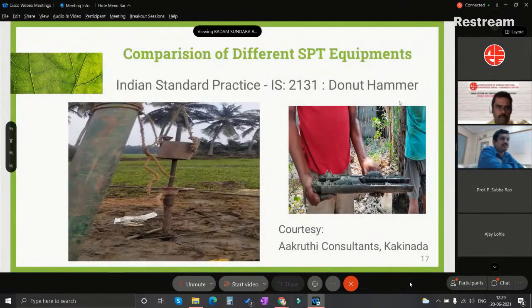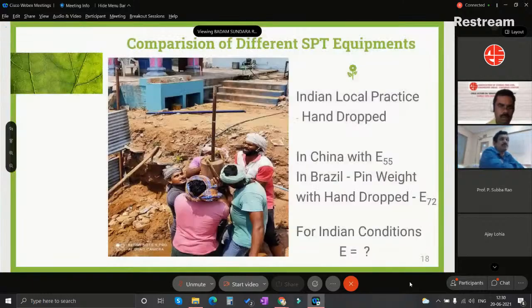Yeah, this is the Indian practice as per IS 2131 using a donut hammer, and this is the soil sample collected in the split barrel after the completion of the test. This is the hand drop method. It is also an international practice. In Indian local practice, generally, for the sake of simplicity, we are using the hand drop method.